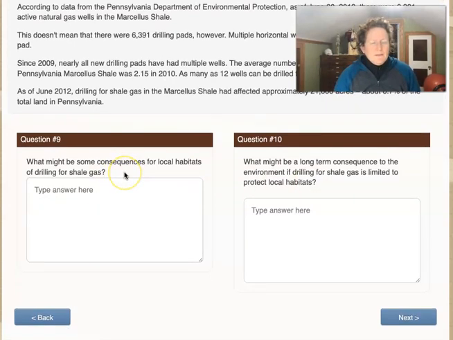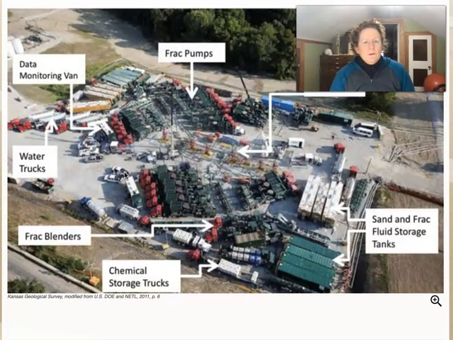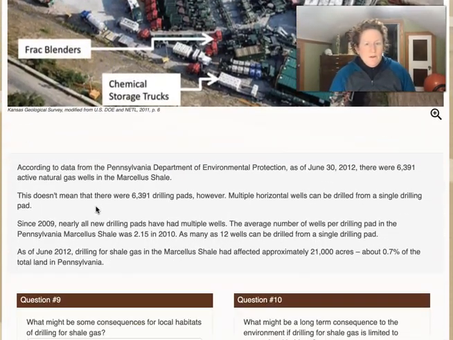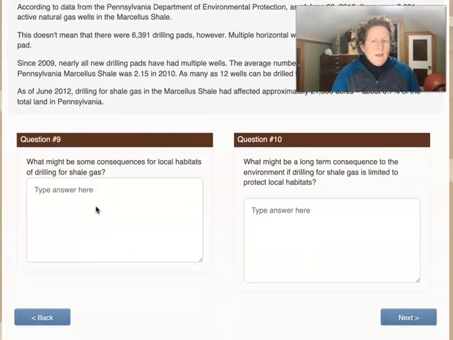What might be some consequences for local habitats for drilling for shale gas? Well, looking at this big concrete pad, no plants can live there, no animals can live there, and with all this traffic going in and out, you've got water trucks, you've got data monitoring vans, you've got all the people who work here going back and forth, it's probably going to disturb some of the wildlife that live around the site as well. So plants and animals can't live there. Plants and animals are disturbed by trucks coming back and forth.